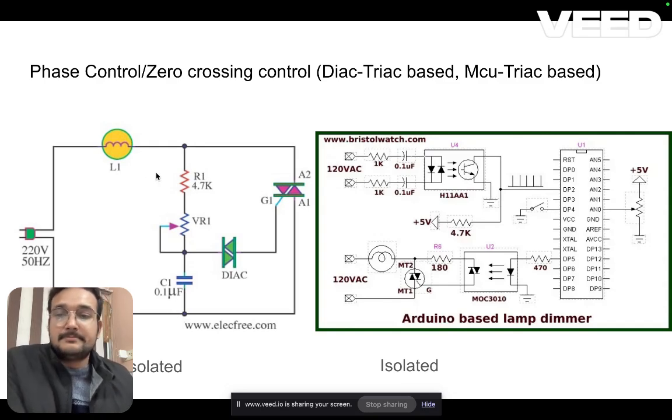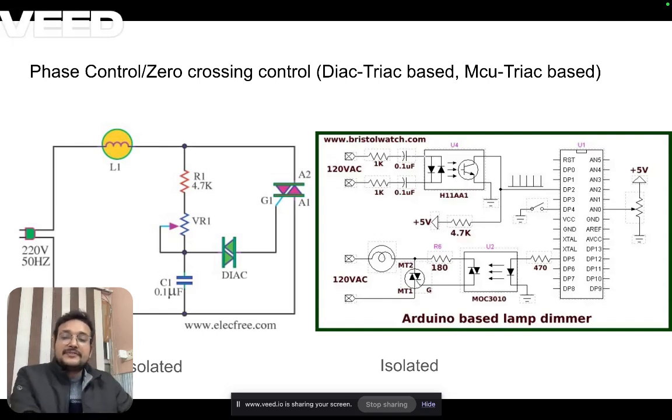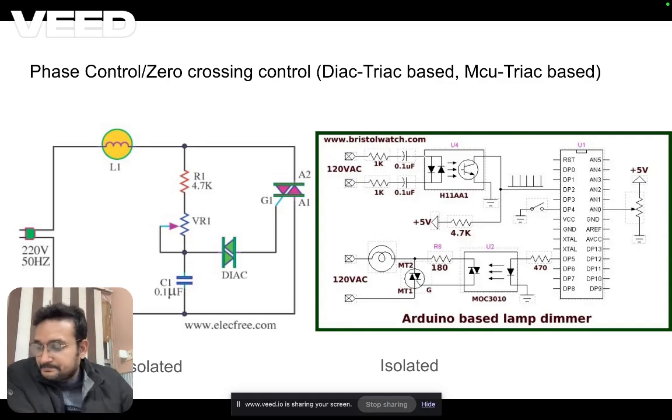seen in the load. Okay, so now you have seen this is a non-isolated approach. What do you mean by non-isolated approach? Non-isolated approach is where your high voltage and low voltage are not isolated, meaning they are electrically connected in the system. Let's come to the right hand side, which is your isolated system.